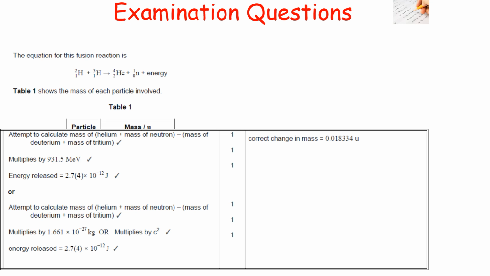The other way you could have done it is worked out your mass in U by the same process, then multiply by 1.661 times 10 to the minus 27 to get your answer in kilograms. Once again, that conversion factor is given to you in your equation book. We can then work out our energy release with our mass in kilograms by doing E equals mc squared.